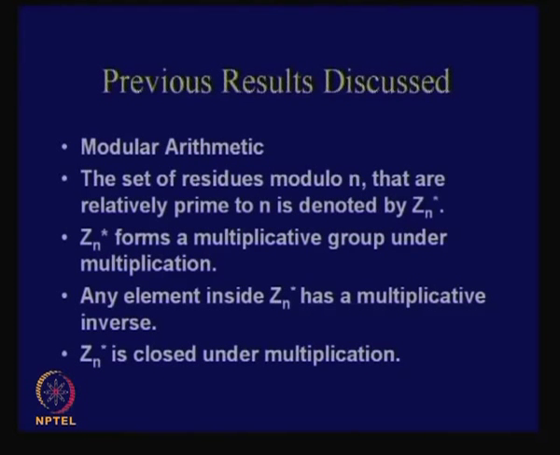We have seen that Zn star forms a multiplicative group under multiplication. That means every element inside Zn star has a multiplicative inverse, and Zn star is also closed under multiplication. If you take two elements in Zn star, multiply them and take modulo n, the result is also inside Zn star. That is the closure property.